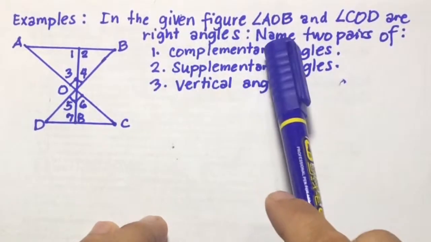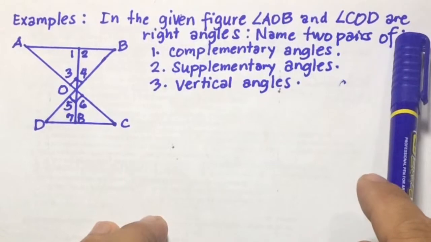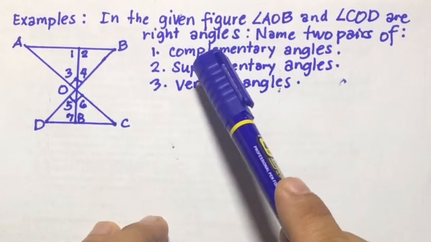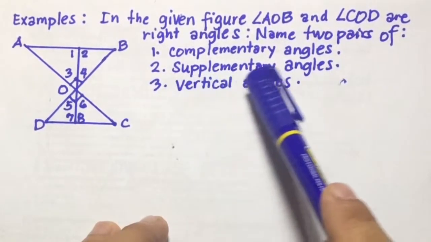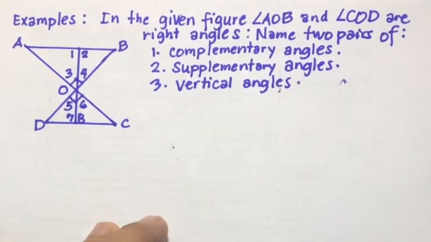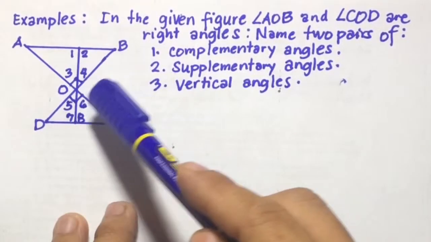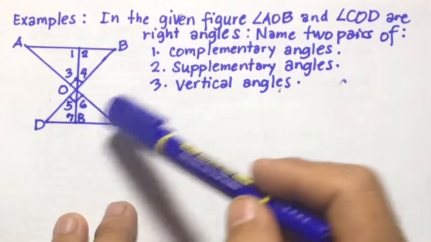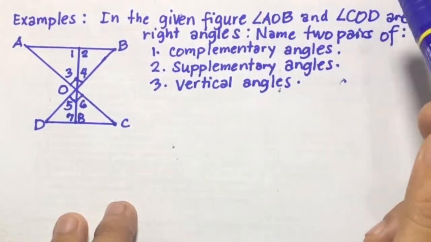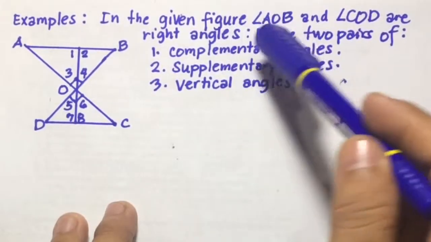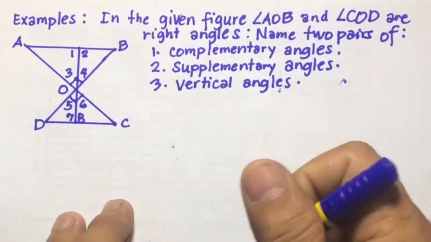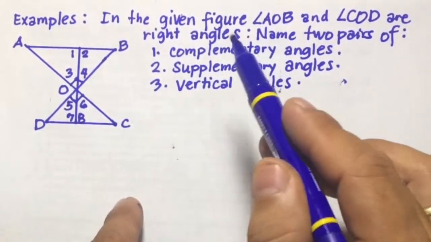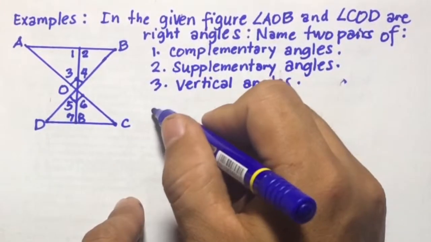In the given figure, angle AOB and angle COD are right angles. Name two pairs of number 1, complementary angles, 2, supplementary angles, and 3, vertical angles. So this is the figure here. Angle AOB and angle COD are right angles. Then we're told to name two pairs of these angles. So number 1, complementary angles. Complementary angles, the sum of their measures is equal to 90 degrees.